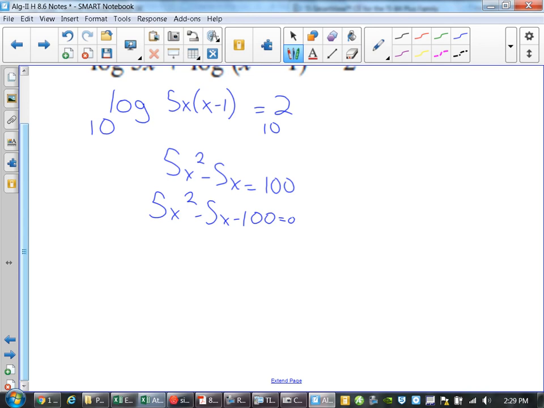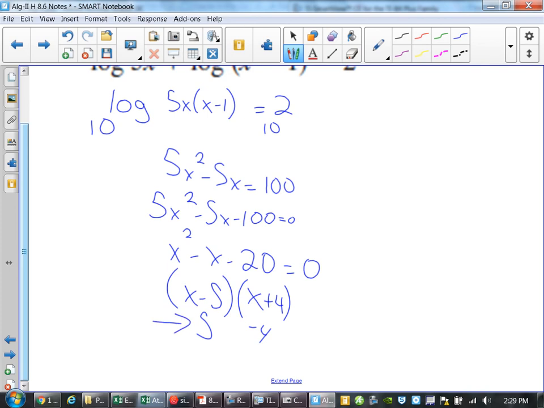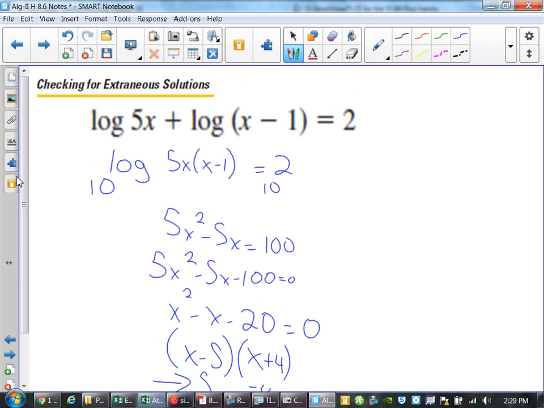And what's your first rule of factoring? The GCF, 5. What times what is negative 20 and adds together to get negative 1? So you have 2 possible solutions then: 5 and negative 4. Again, go back and see if it makes sense if I use 5 or negative 4.